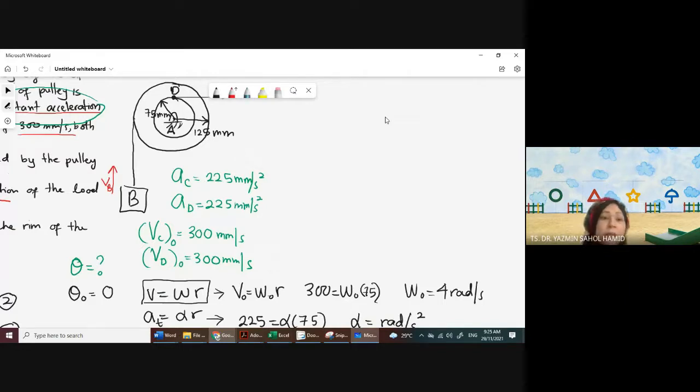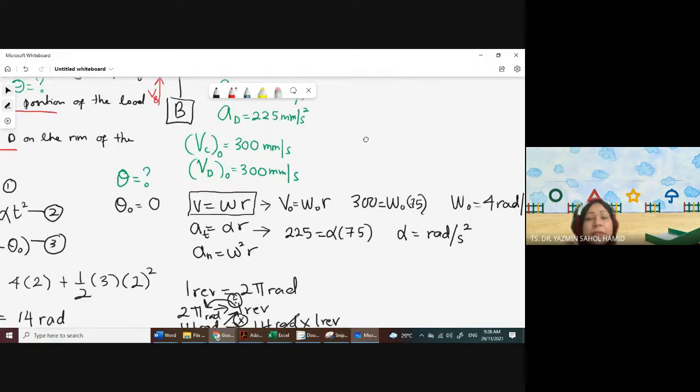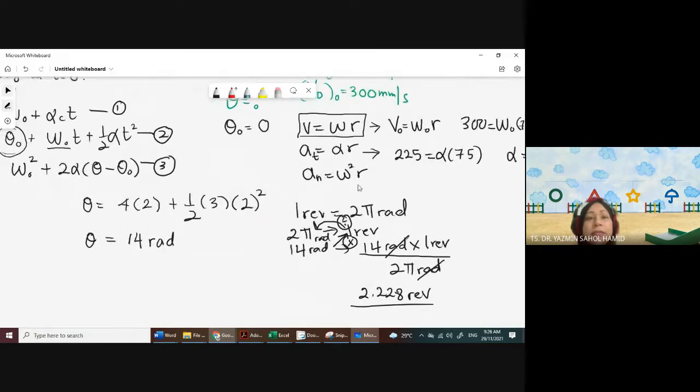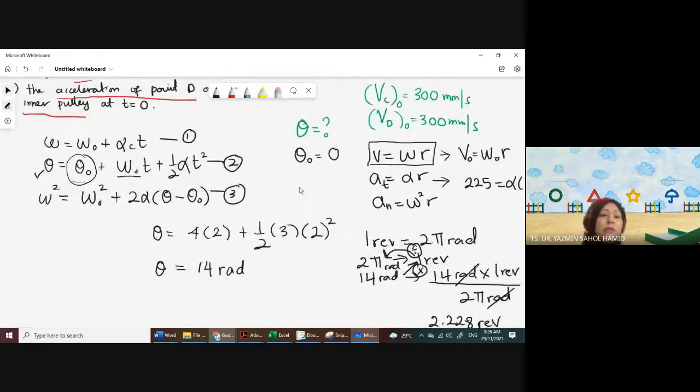So velocity of block B macam mana nak dapat velocity? Senang je lah. Velocity equals to omega R. Tapi untuk block B lah. Now, omega ni kita ada tak? Kelas, omega kita ada tak? Tak. So, kalau tak ada, apa kita kena buat? Kita kena cari kan? Sekarang ni omega naught kita ada. So, macam mana kita nak cari omega? Tadi kita cari omega naught. Kita nak pakai formula mana? Nombor 1, 2 ke 3?